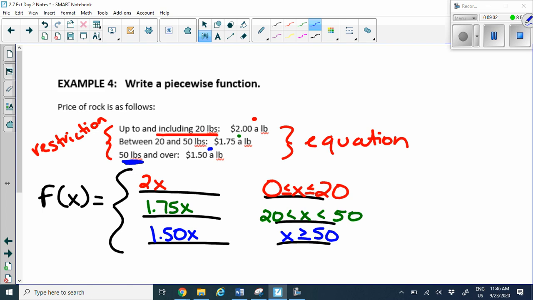Okay, there's going to be one more part. Once again, it's going to be a word problem. It's going to look a little bit different from example 3 and example 4, but please make sure you watch it.